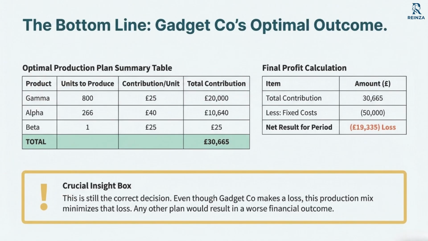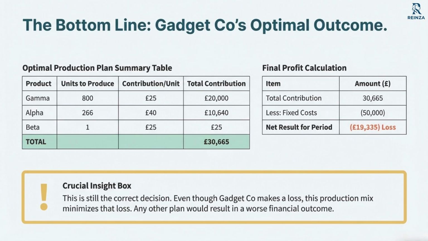Now let us calculate the financial result of our optimal production plan. For gamma, 800 units times £25 contribution equals £20,000. For alpha, 266 units times £40 contribution equals £10,640. For beta, 1 unit times £25 contribution equals £25. Adding these together gives us a total contribution of £30,665.